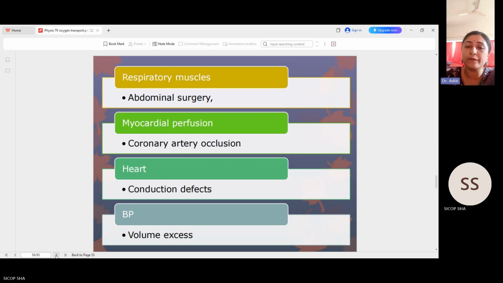Myocardial perfusion: any event of coronary artery occlusion will affect the O2 delivery. Heart: if there are conduction defects, the ventilation will again go down. Blood pressure: in cases of volume excess, it will affect the oxygen transport.